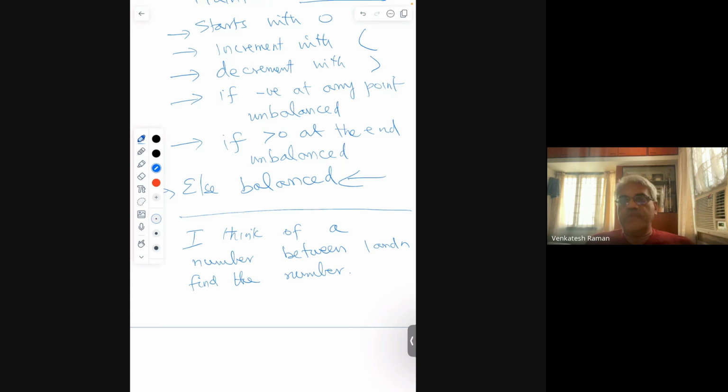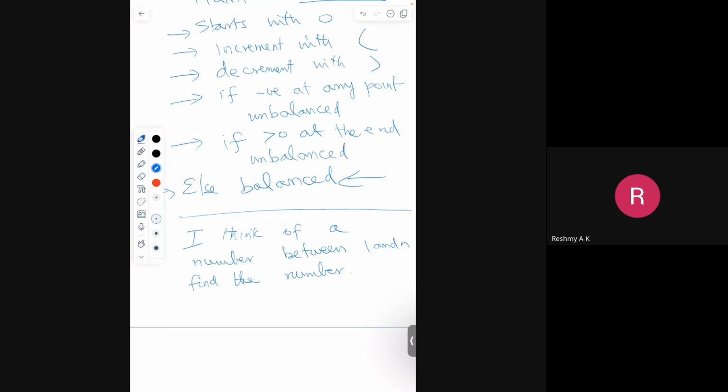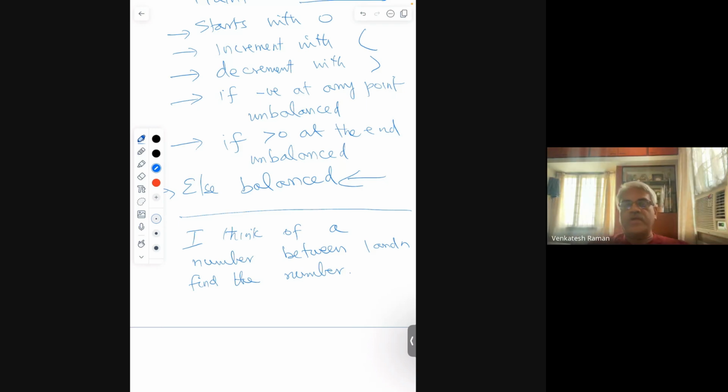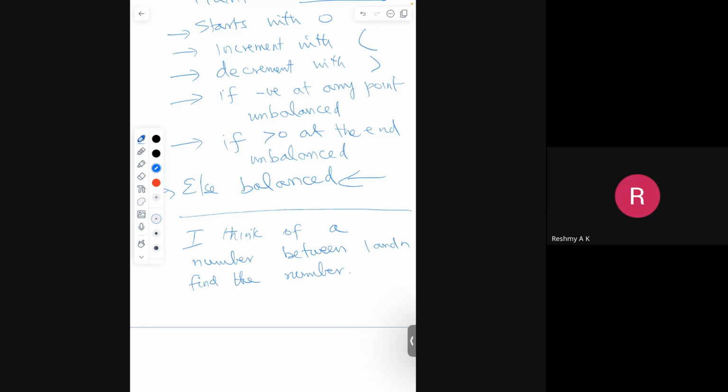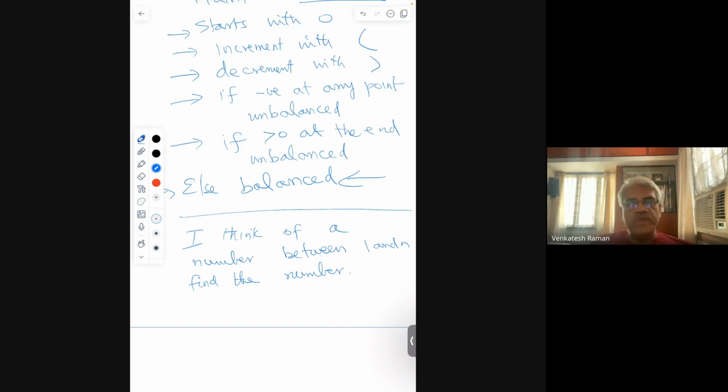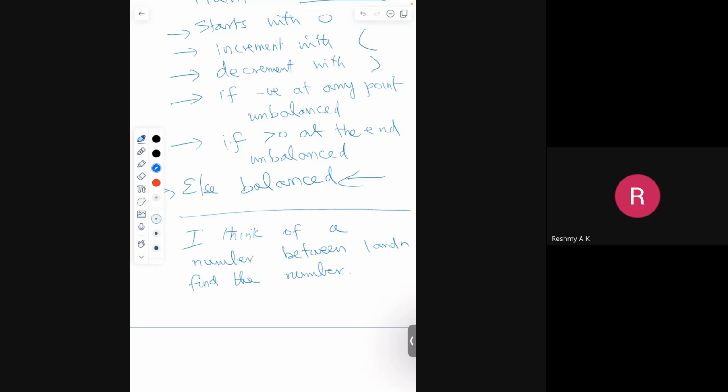Start with n by 2, right? So you ask, is your number greater than or equal to n by 2? Depending on the answer I give you, you ask about the half of the other range or this range, right? Which is standard binary search. So how many questions would you need? Log n, right?